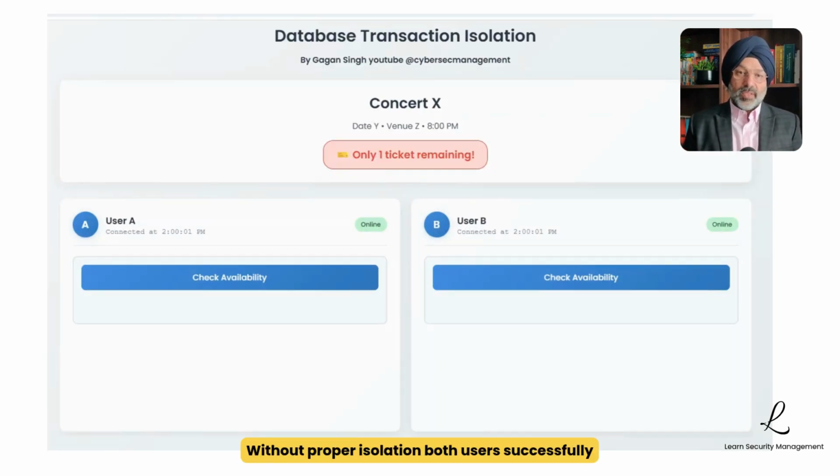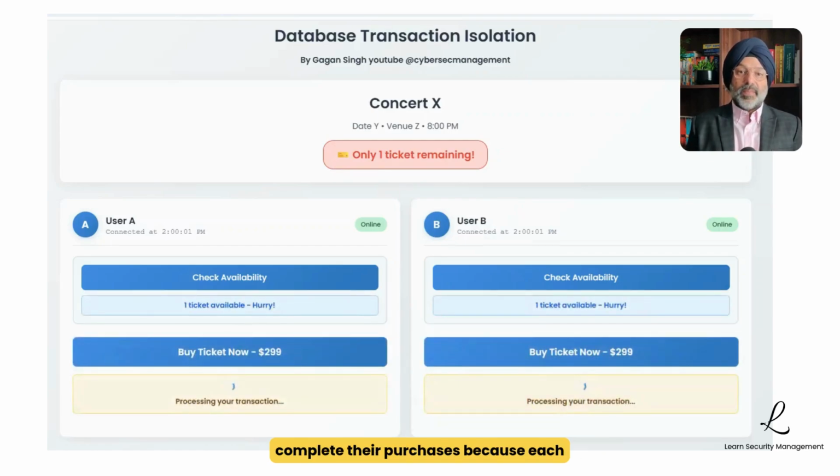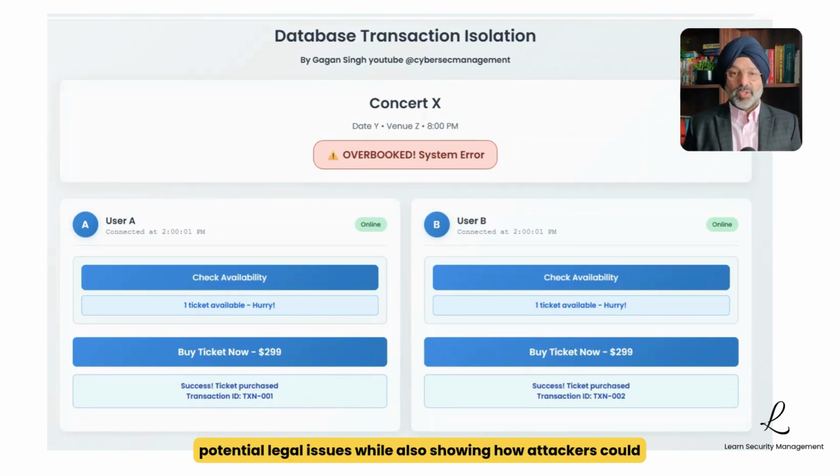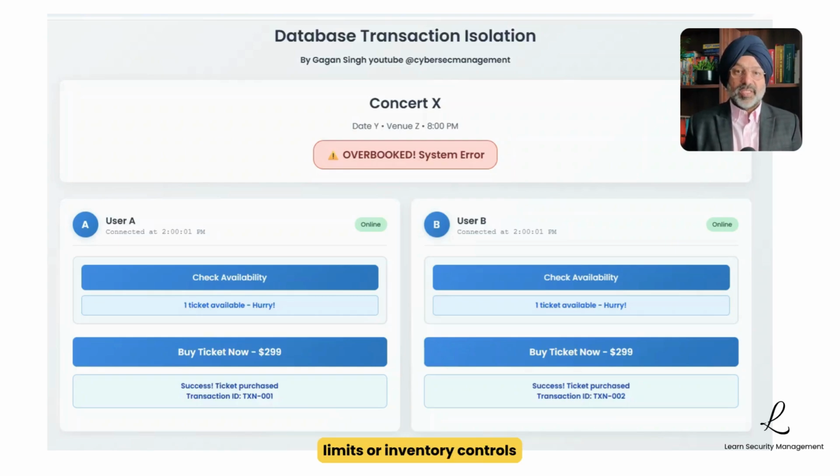Without proper isolation, both users successfully complete their purchases because each transaction sees the same outdated ticket count. The system now shows overbooked. We have sold the same ticket twice. This creates customer service nightmares and potential legal issues, while also showing how attackers could exploit race conditions to bypass purchase limits or inventory controls.